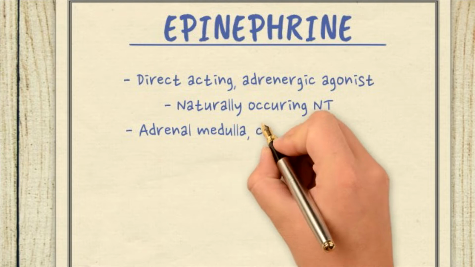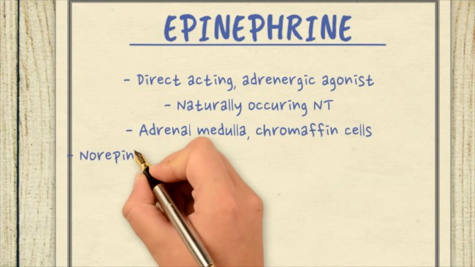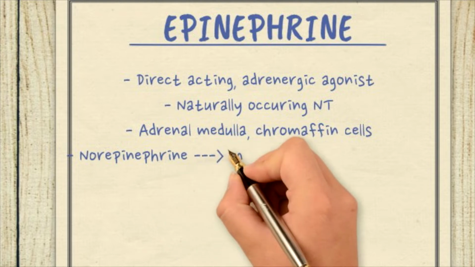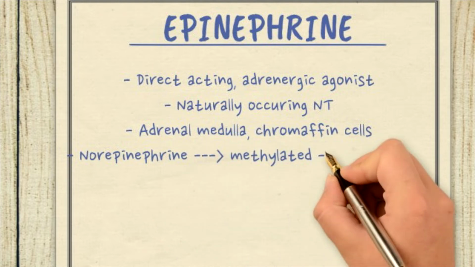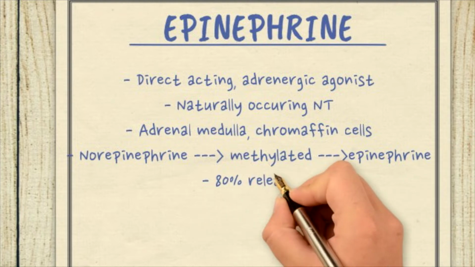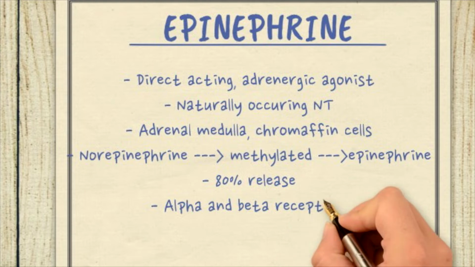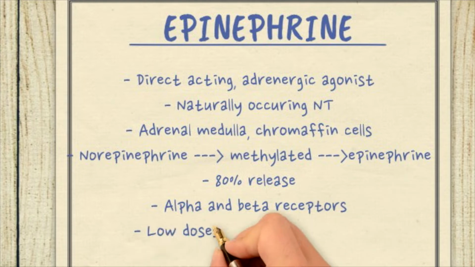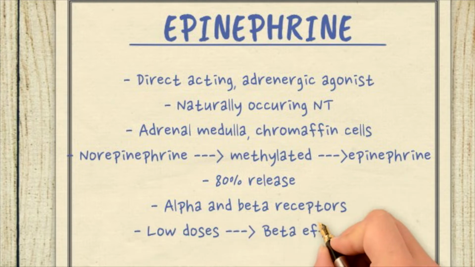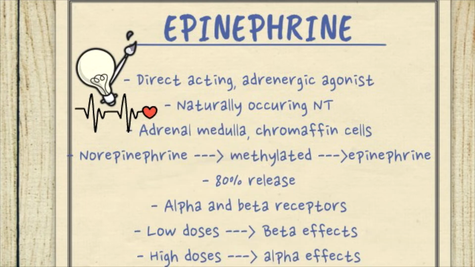Epinephrine is a naturally occurring neurotransmitter. It is produced and stored in the chromaffin cells of the adrenal medulla. In the adrenal medulla, norepinephrine is methylated to form epinephrine, and on stimulation, 80% epinephrine and 20% norepinephrine is released by the adrenal medulla in the circulation. Epinephrine interacts with both alpha and beta receptors. In low doses, it has beta effects, and in high doses, epinephrine has alpha effects.